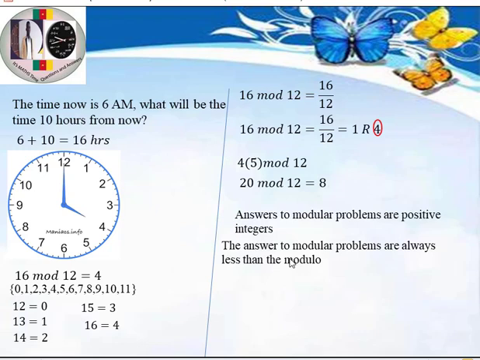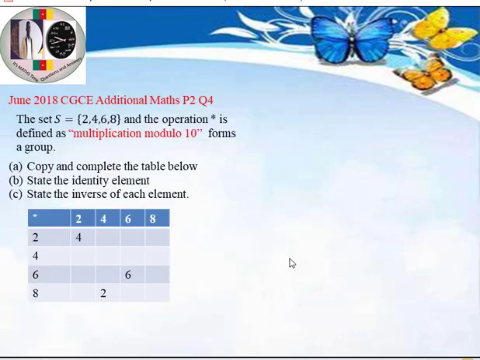The next part is to answer a GCE question from Additional Mathematics Paper 2, question 4 of the Cameroon GCE Board, June 2018, which says that the set S equals 2, 4, 6, 8, and the operation star, defined as multiplication modulo 10, forms a group. So the set S and the operation star, which is multiplication modulo 10, forms a group.